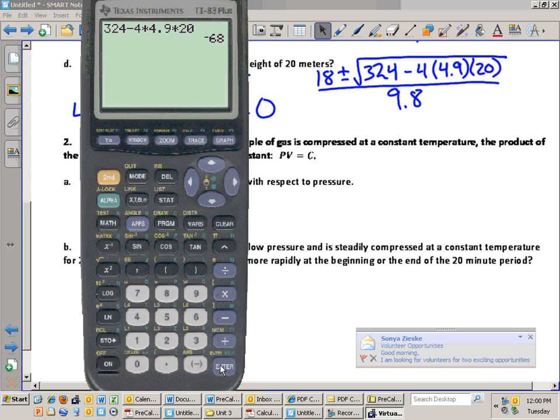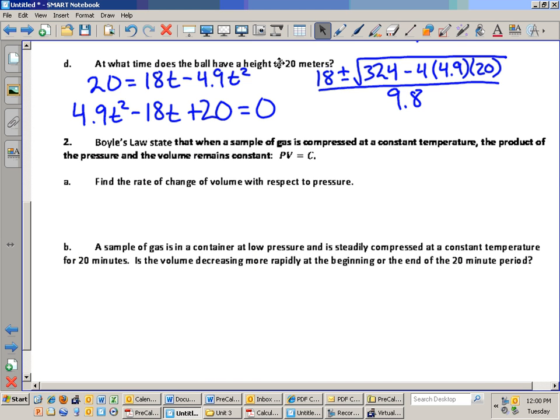Negative 68, what does that mean? Why? Can't take the square root of a negative. You would get an imaginary solution. So that means that there is no point where this equation is solved. So it does not reach a height of 20. Because we get a negative solution underneath the square root sign, therefore, doesn't reach that height.